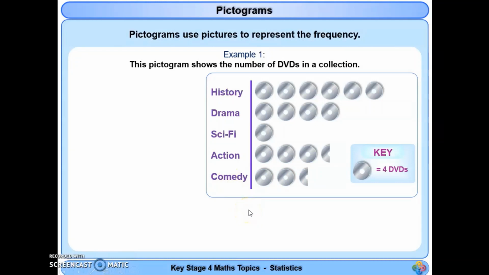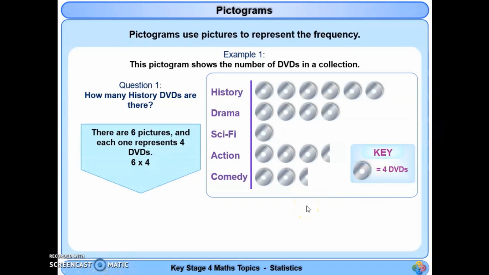Let's have a look at some questions. How many history DVDs are there? Well, there are 6 discs, 6 images, and they each represent 4. So we could do a little multiplication, 6 times 4. Alternatively, we could do an add. 4, add 4 is 8, add 4 is 12, add 4 is 16, add 4 is 20, add 4 is 24. If we did the multiplication, we'd come up with the same result. So there are 24 history DVDs in this collection.